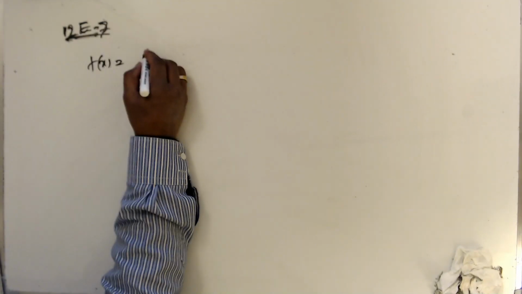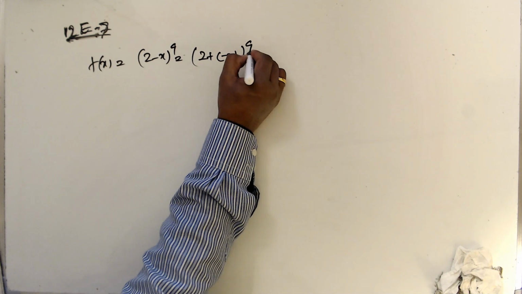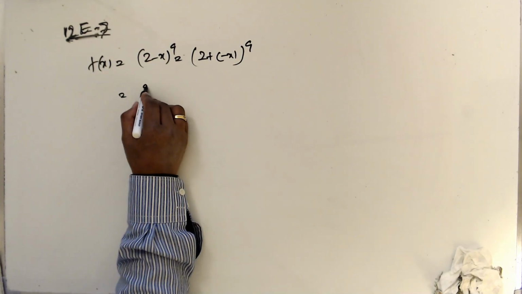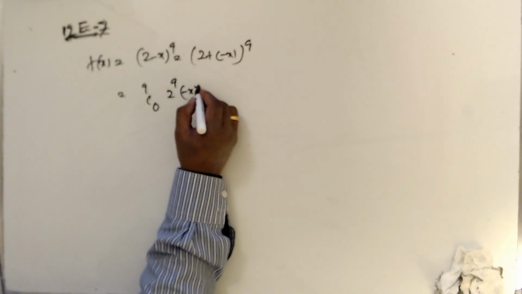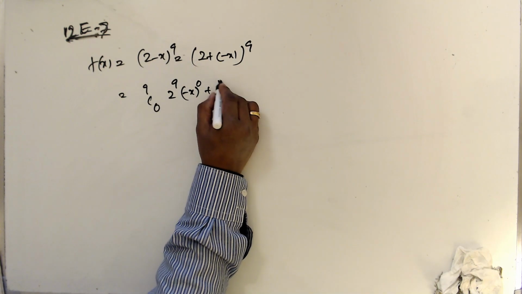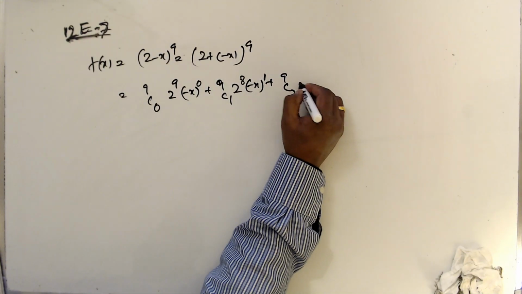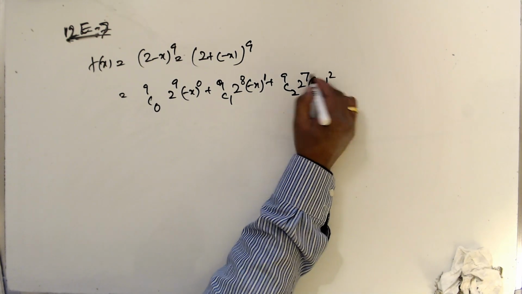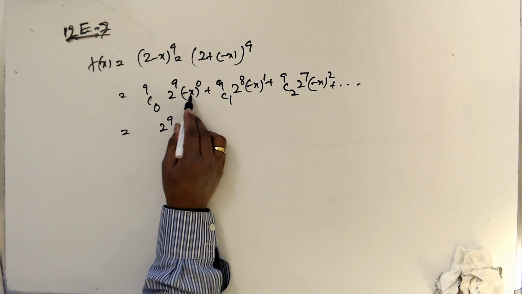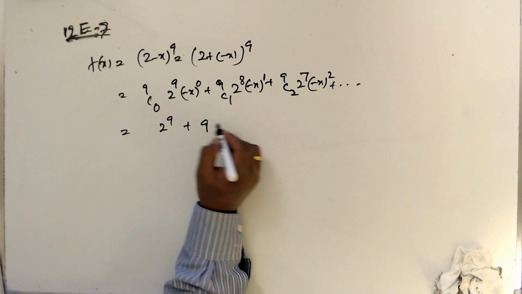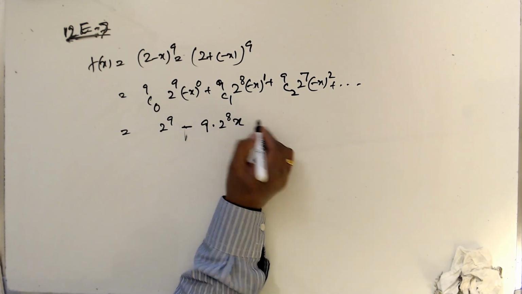Question number 7. 2 minus x to the power 9. So this is 2 plus minus x to the power 9. So we are going to use binomial. So 9C0 times 2 to the power 9 times minus x to the power 0. The addition is 9. Then 9C1 times 2 to the power 8 times minus x to the power 1, 9C2 times 2 to the power 7 times minus x squared, and so on. So this is 1, so this is 2 to the power 9. This is minus x to the power 0, which is 1. This is 9, we know that, times 2 to the power 8. This is a minus value, so I'll make it minus x.